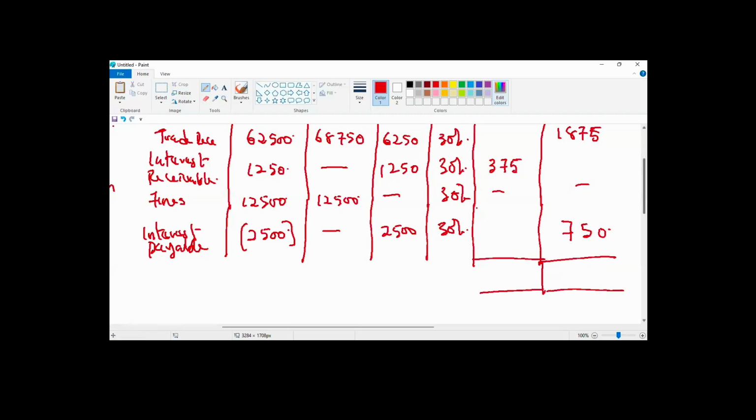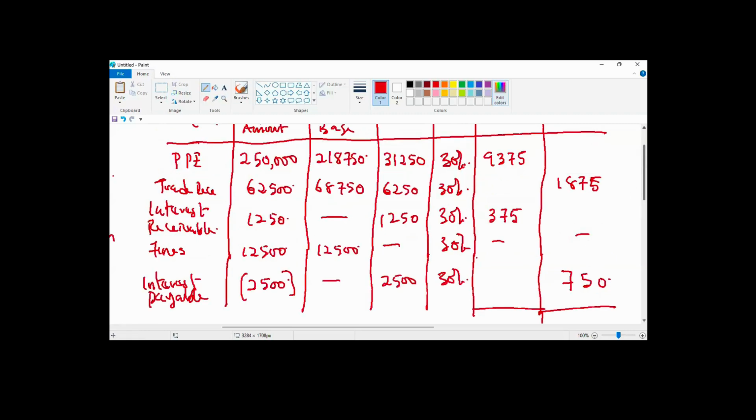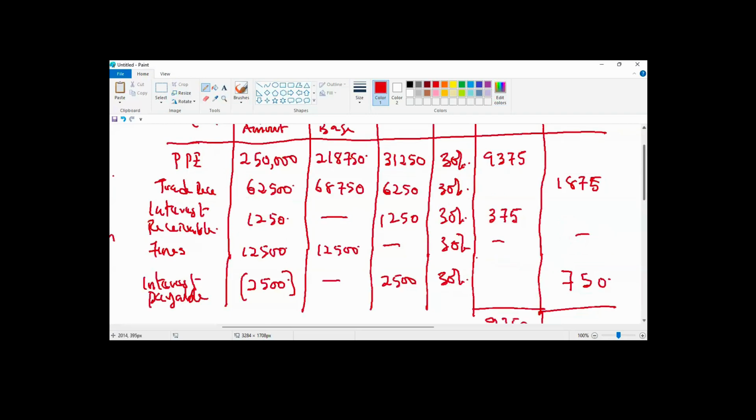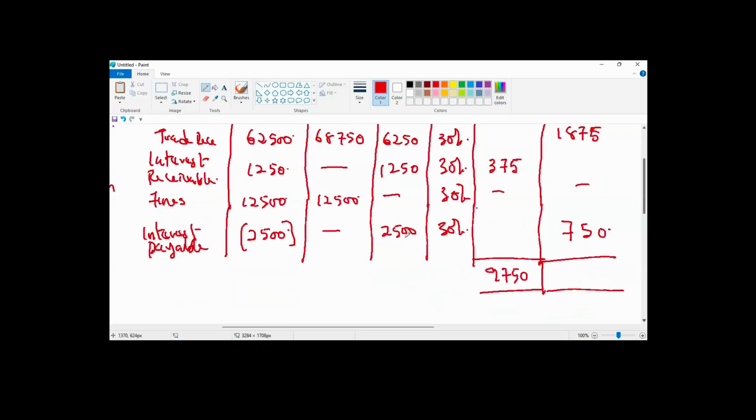I will sum them together: 9,375 plus 375 gives 9,750. Then 1,875 minus 750 gives 2,625.